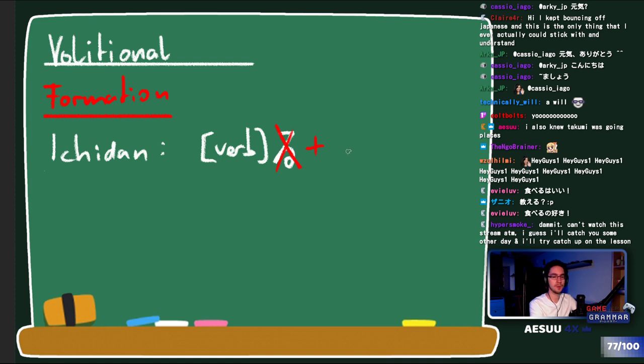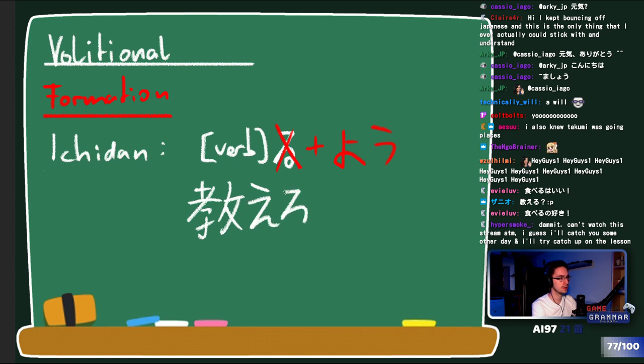For the volitional, what we need to add is actually yo, a long yo, an elongated yo. So we have yo, and we elongate it with u. So yo, tabeyo, or oshieyo. Okay, the example that we chose was oshieru. Oshie, I think eru is the trailing. Yes, so oshieru, right? Eru. So what we would do is we would get rid of the ru, and we would add yo.